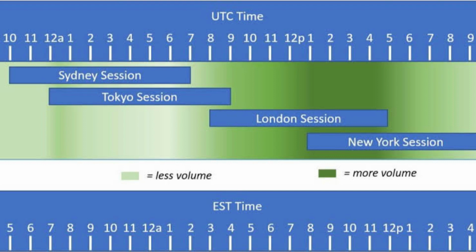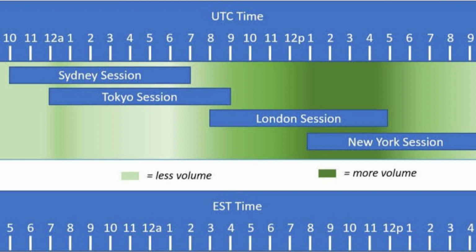Of the 4 sessions, the Sydney session is the least volatile, and most traders don't trade it because of its range, while the New York session is the most volatile, and so you have to be very careful when trading this session. In this strategy, we will ignore the Sydney session and focus more on the Tokyo, London, and New York sessions.